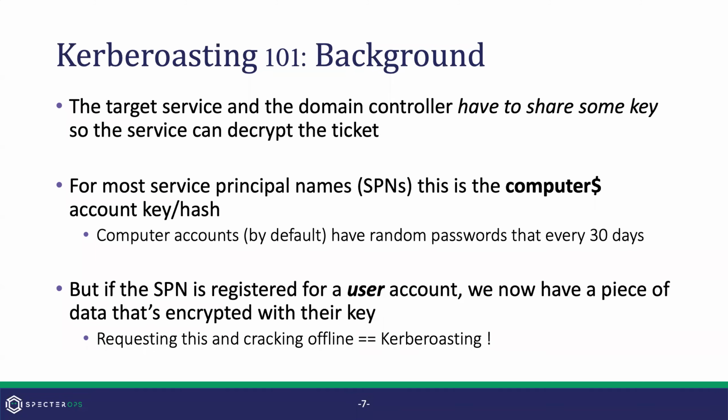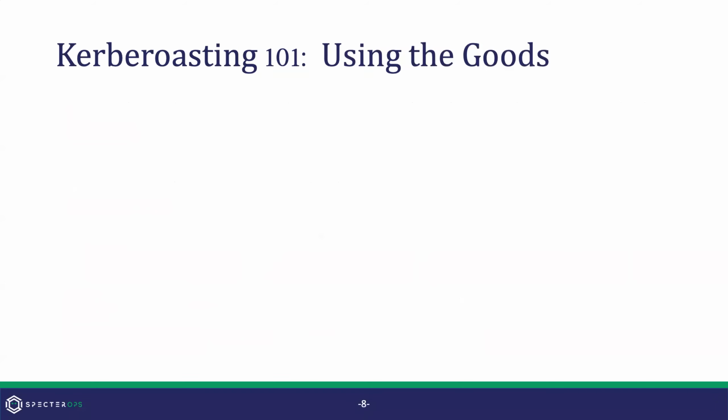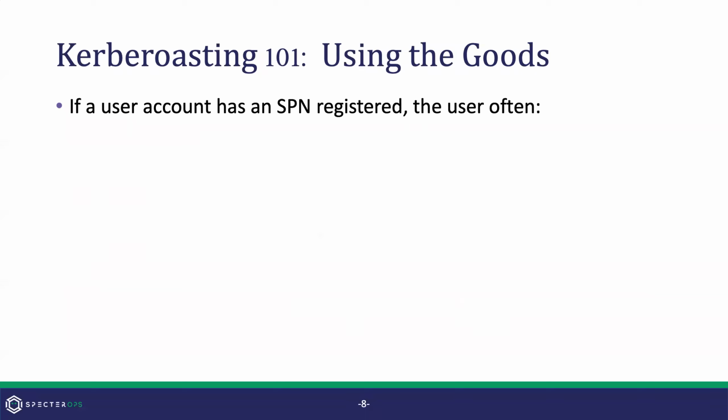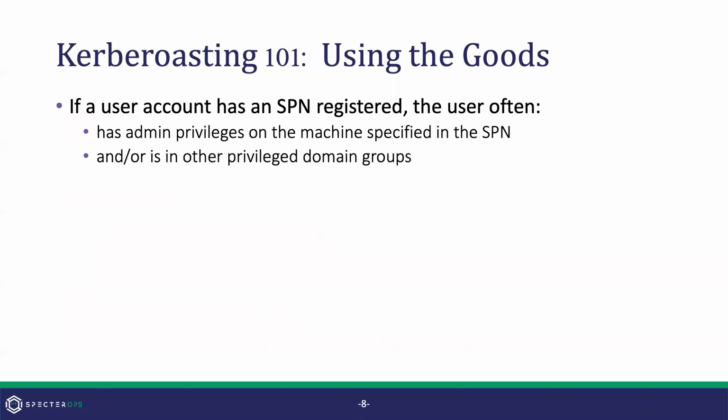So this is all that Kerberoasting is: requesting a service ticket that is backed by a user account and then trying to brute force crack that structure offline to recover the user's password. That's Kerberoasting. So let's say you do actually crack this account's password. What can you actually do with this? If the user account has an SPN registered, the user usually has admin privileges on the machine specified in the SPN. But if not, often they're in privileged domain groups or things like that.